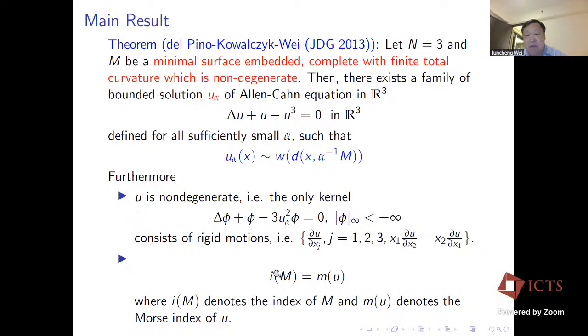And we can also prove the index of M, which is the index of the Jacobi operator, equals the Morse index of u. So we now have a one-to-one correspondence between this Allen-Cahn equation and minimal surfaces in R3. And all information, including the spectral information of the minimal surface, can be passed to the solution. So I want to explain the idea of the proof of this theorem. This is the beginning of this infinite dimensional reduction, and it has many, many applications.